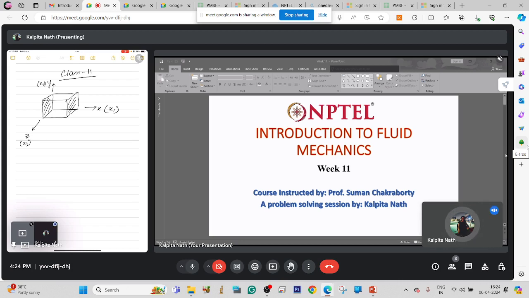Now, let us understand how we will take the normal stresses and the shear stresses. We will represent this as tau ij. So the i is the direction normal to the face. Let's suppose this is the face. So when we are considering the normal to this face, this is the direction of the normal to the face, that is in the x1 direction. And this is the direction of force.